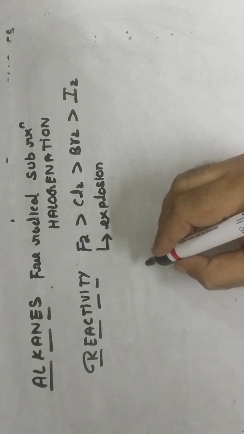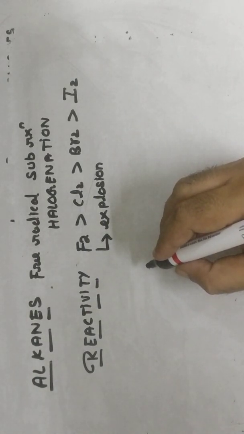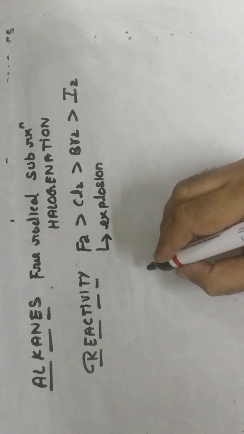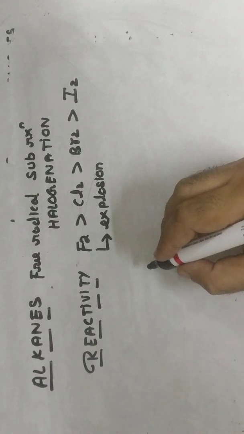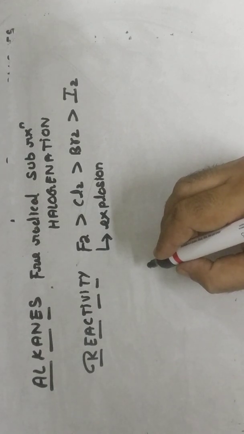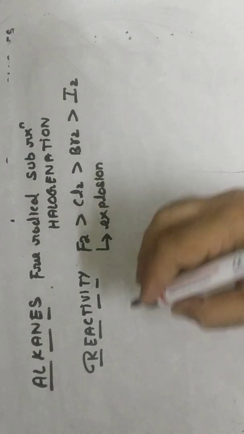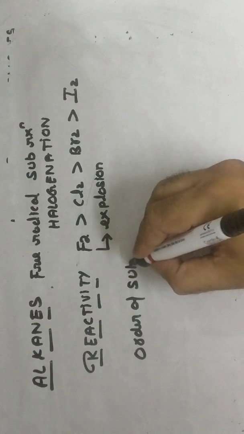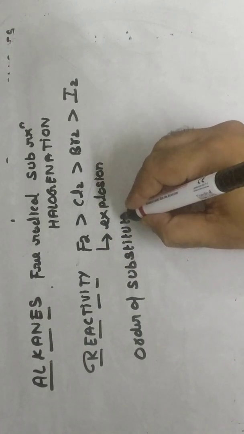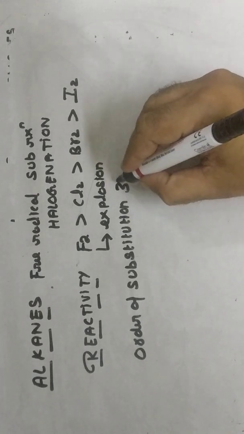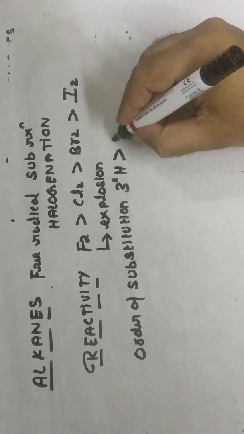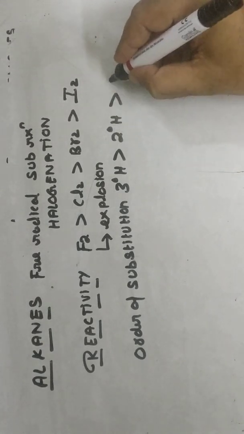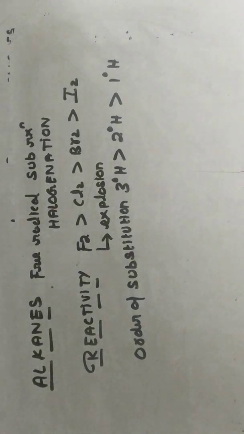Now, in alkanes, we can have 3 different types of carbon atom, namely primary, secondary, or tertiary. The hydrogens present on the primary carbon are called primary hydrogens, those on the secondary carbon are secondary hydrogens, and those on the tertiary carbon are tertiary hydrogens. It has been found that the order of substitution is: it's very easy to replace a tertiary hydrogen, followed by secondary hydrogen, followed by primary hydrogen.